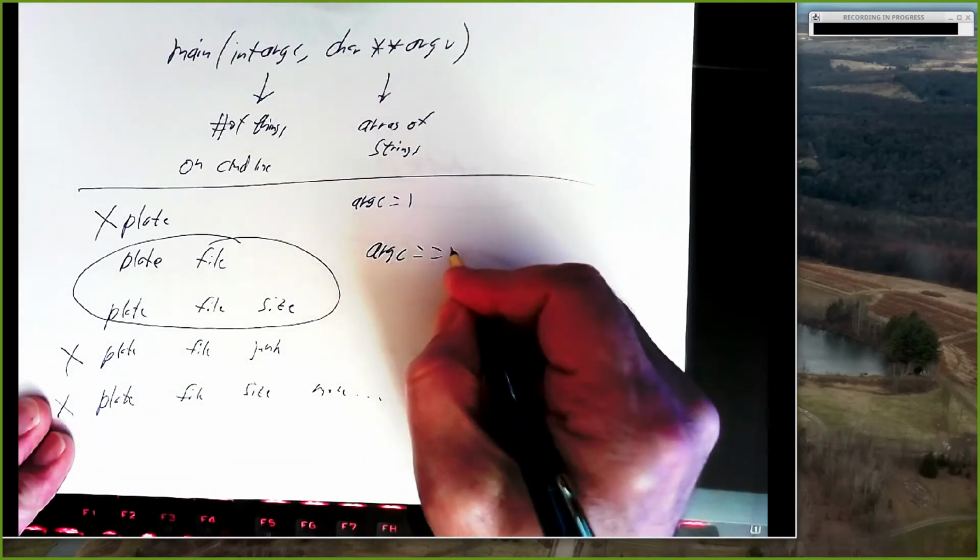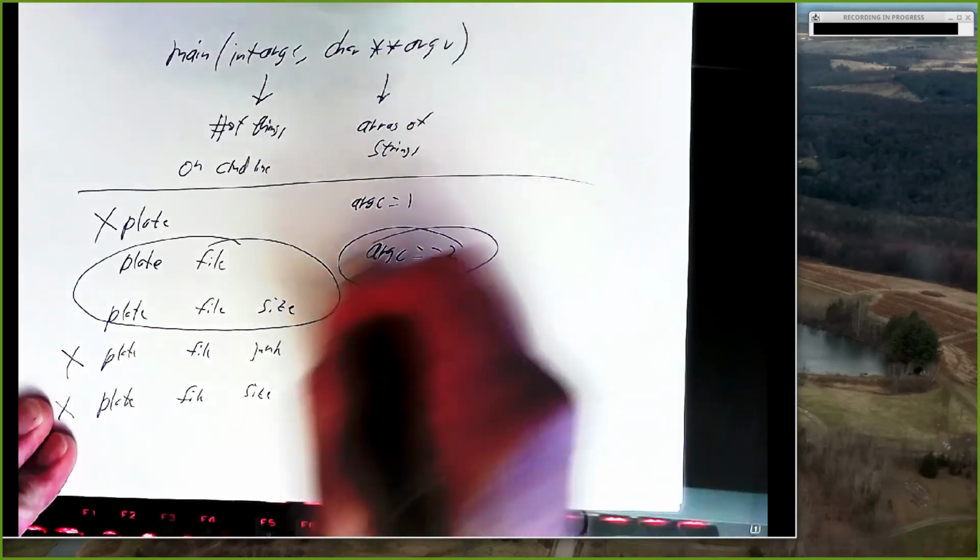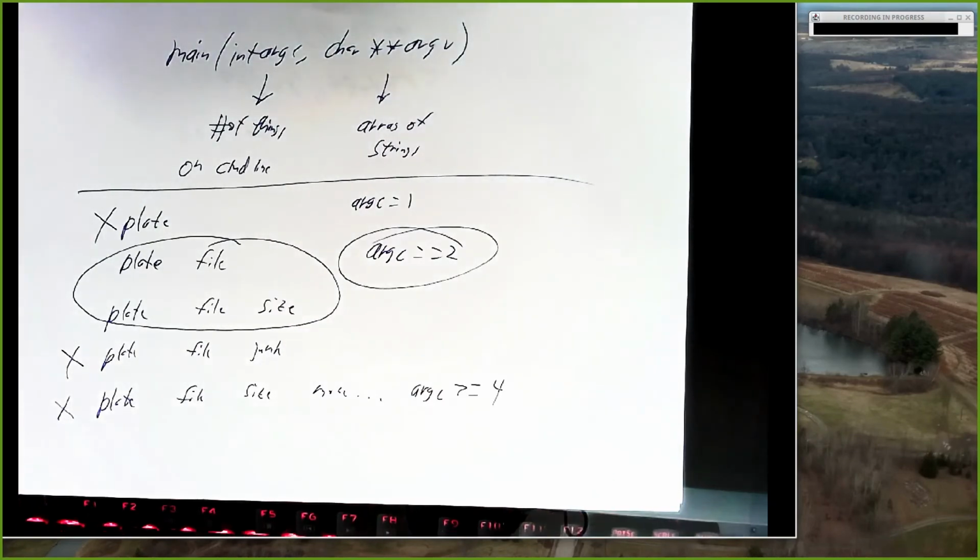If argc is equal to 2, you're happy. Make a note, set a variable inside saying, okay, we're going to use a hash table size of 100 because that's the default. And then go on to reading in the input file.